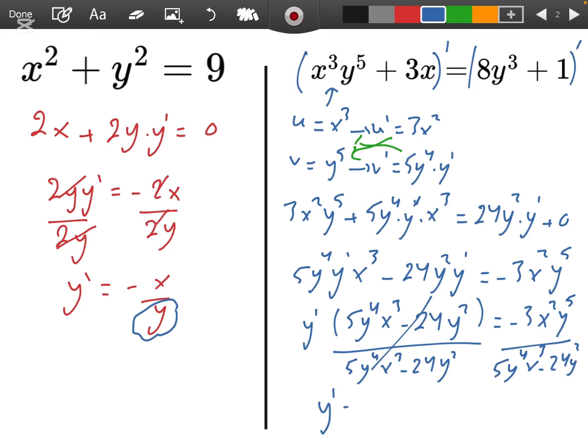Cancel, and y prime, the derivative, is, if you want to simplify it more, I'm going to divide by y squared each. So the result is negative 3x squared y^3 over 5y squared x^3 minus 24. That's it.